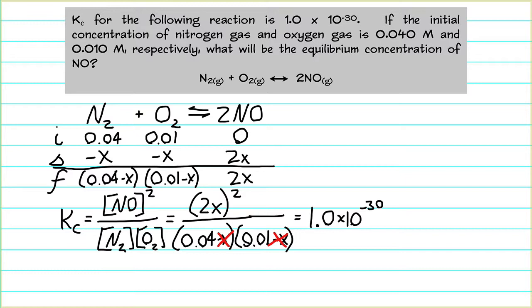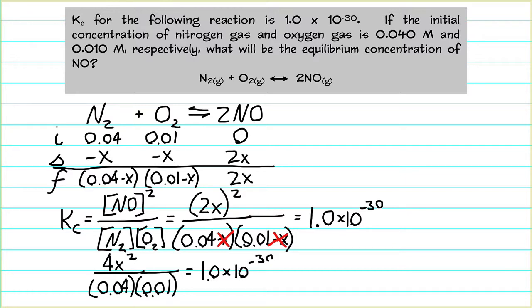And what I get, let me go ahead and rewrite that. I get 4x² all over 0.04 times 0.01, and that is going to be equal to 1.0 × 10^−30. Okay, well this you can easily solve. You don't need to go through the quadratic to solve it. And let's just go ahead and figure out what x is.